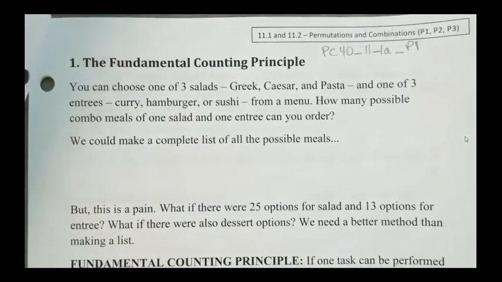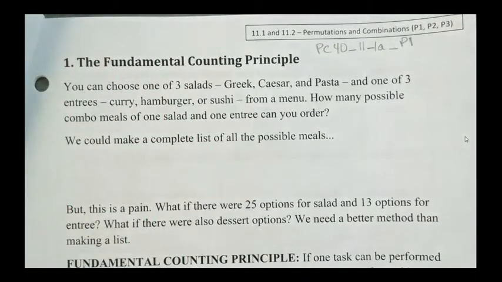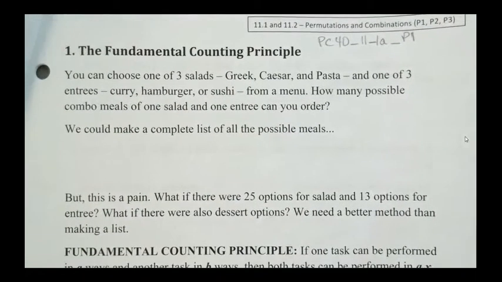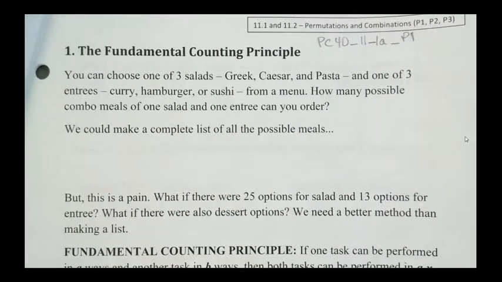Basically, let's look at the first question and talk about what it's about. Let's say you're going out for dinner and you can choose one of three salads, Greek, Caesar, or pasta, and one of three entrees, a curry, hamburger, or sushi, from a menu. How many possible combo meals of one salad and one entree can you order? We can make a list of all the possible meals.